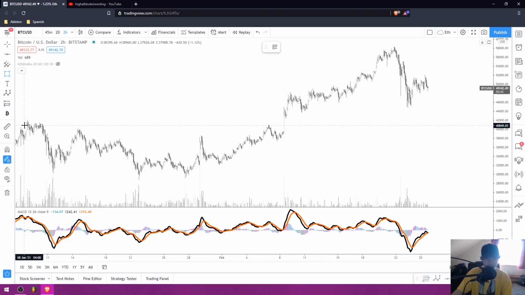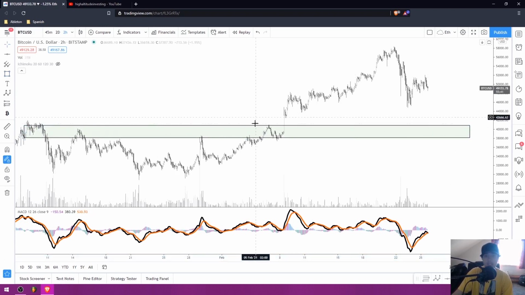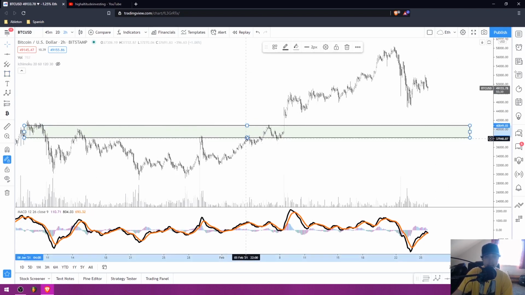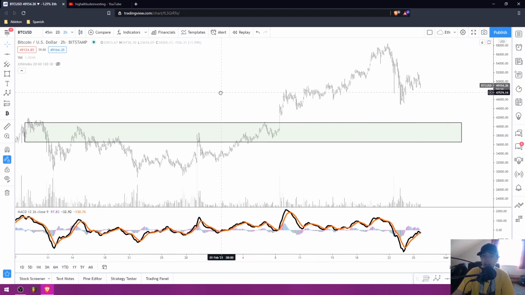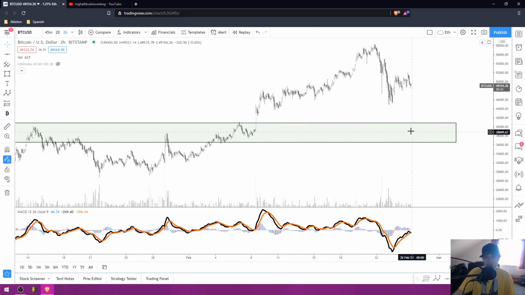So these were resistance. So we're going to go ahead and draw a big support level in this area. And it is a zone, and I'm going to have a pretty wide zone here because I like to ladder back into my positions. So I'm not trying to call the exact bottom of where the market is going to go to, but I have a zone where I have many, many orders set inside of that zone to give the market room to find support.